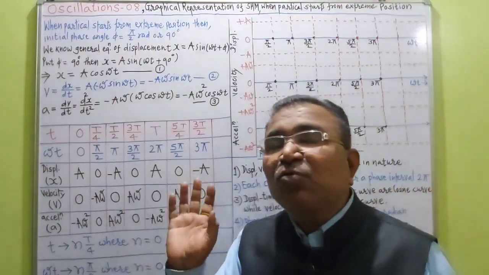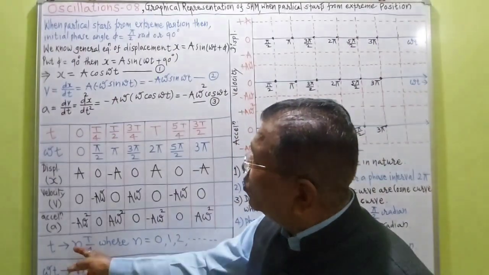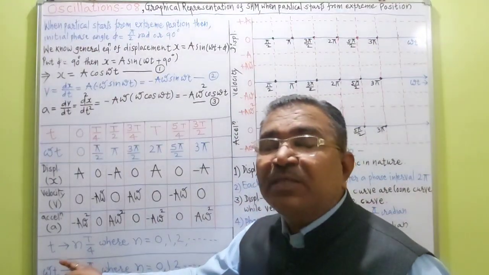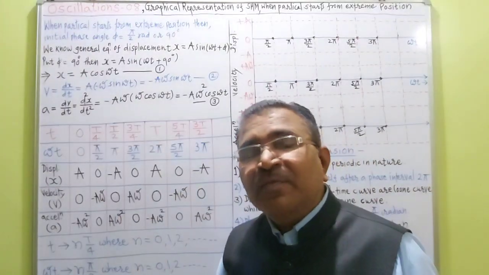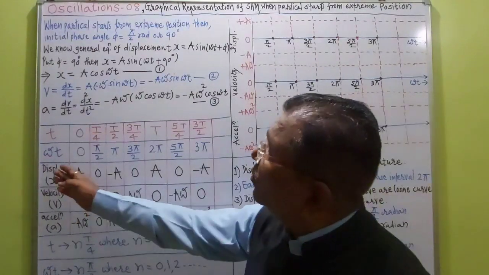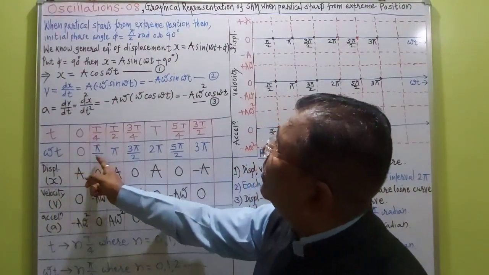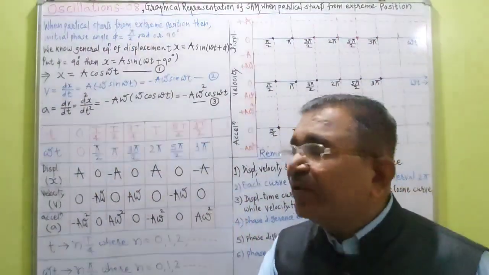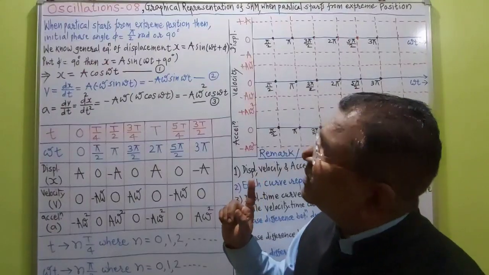In this way, we can easily write the first two rows by making use of these two hints. That is, small t is equal to nT by 4 and omega t is equal to n pi by 2. Now we have to find the value of displacement with respect to every value of omega t. How can we write this row of displacement?